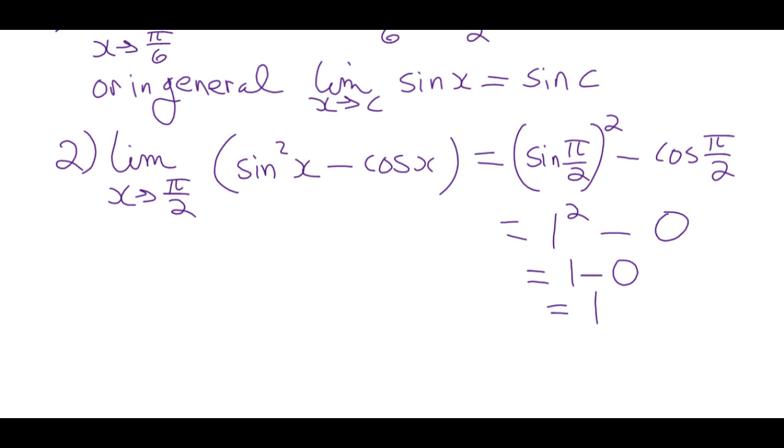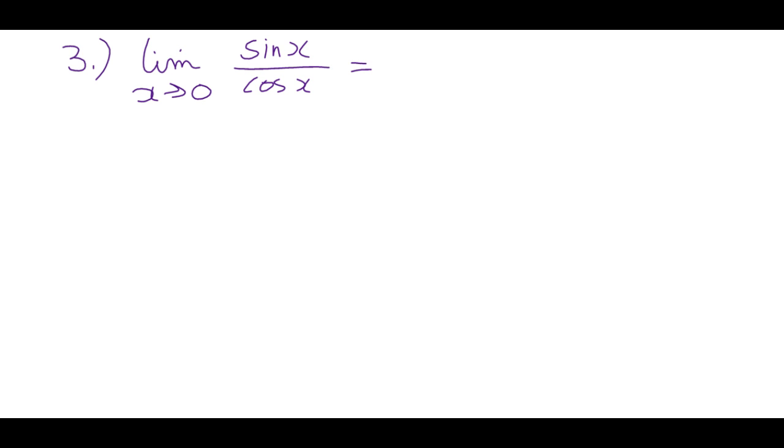Three. Let's go to a new page. The limit as x approaches 0. All right, well, they're both continuous, right? So we substitute in. So it should just be sine 0 over cos 0.